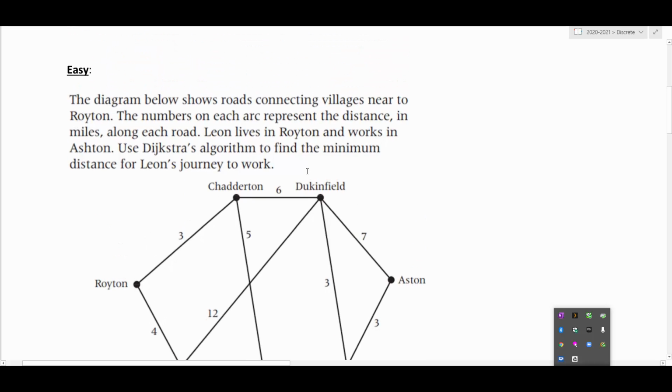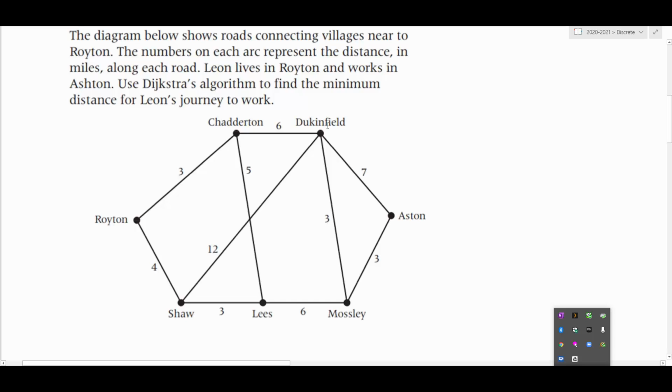We're going to do a little bit more with Dijkstra's method, which is where we use Dijkstra's algorithm to find the shortest path through a network graph, which is something that looks like this, right? So this is a network graph filled with vertices and edges, and we see the weights assigned to the edges representing distances or times or whatever. In this case, these represent distances, and our goal is to find the shortest path from Royton to Aston. Okay, so we're going from Royton to Aston here.